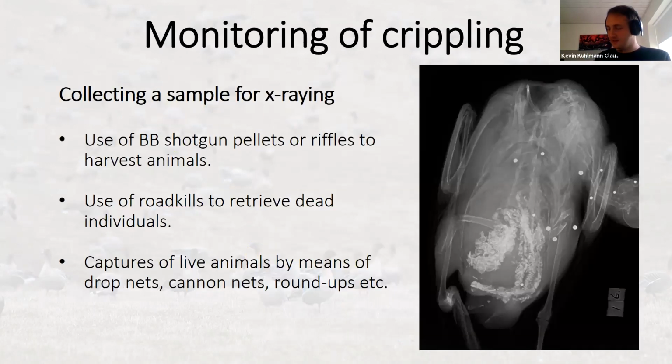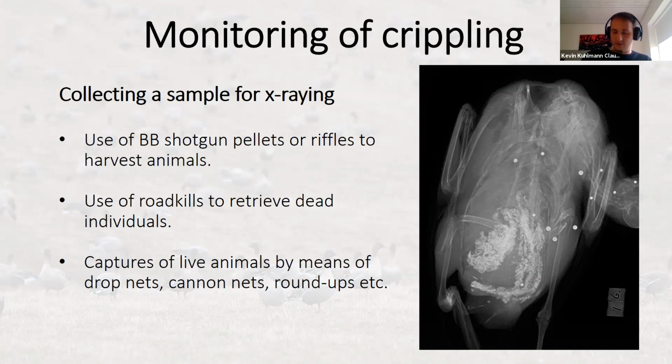In order to get birds or animals to X-ray, you need to first collect a sample, and there are different ways of doing that. One way is to harvest birds by different means. That can be by the use of BB shotgun pellets, which are pellets with a diameter larger than is allowed for regular hunting, or by shooting birds with rifles, which of course does not leave pellets in them.